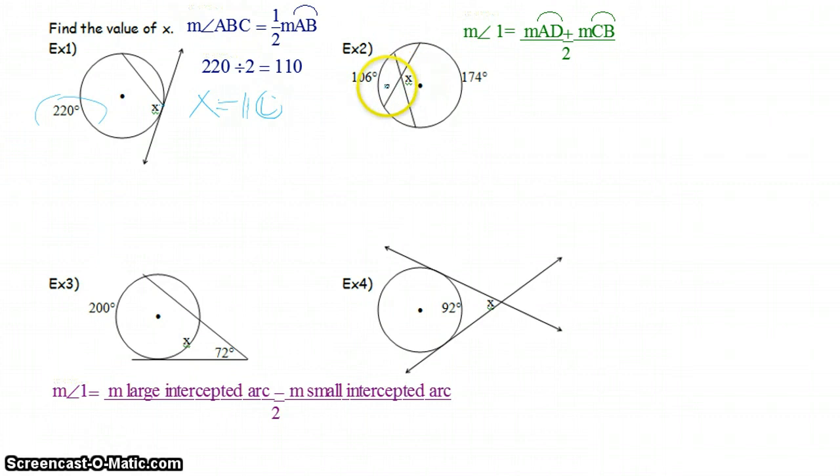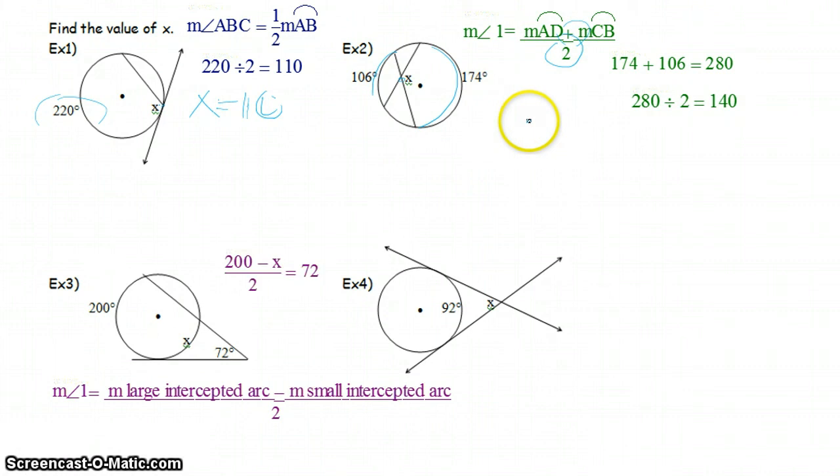In our second example, we focus on where that vertex is. It's inside the circle. So we use our formula where we take our 2 intercepted arcs and add them together. We have the intercepted arcs of 106 and 174. When we add those together, we get 280. And then we have to divide that by 2, and we get that x, or our angle, is 140 degrees.